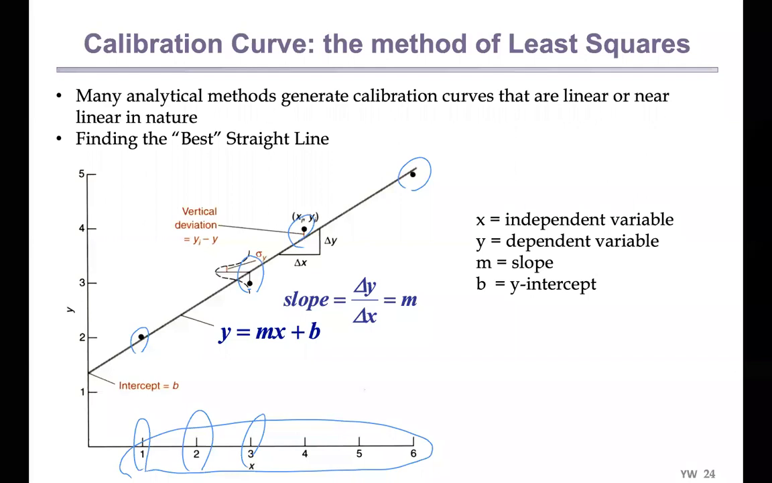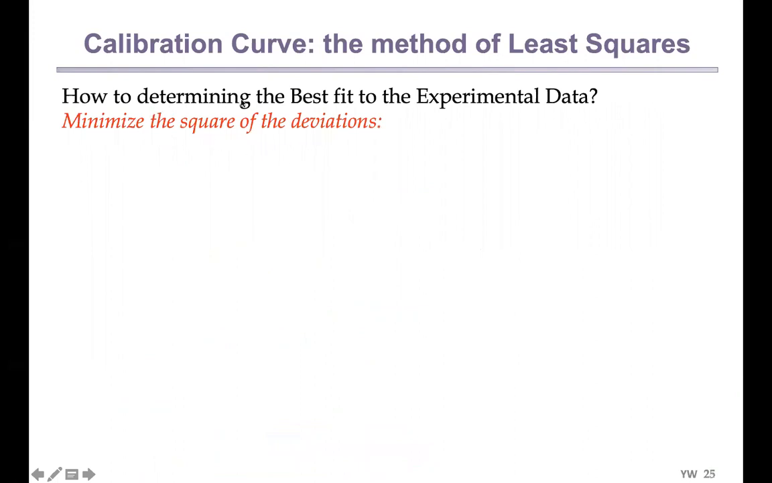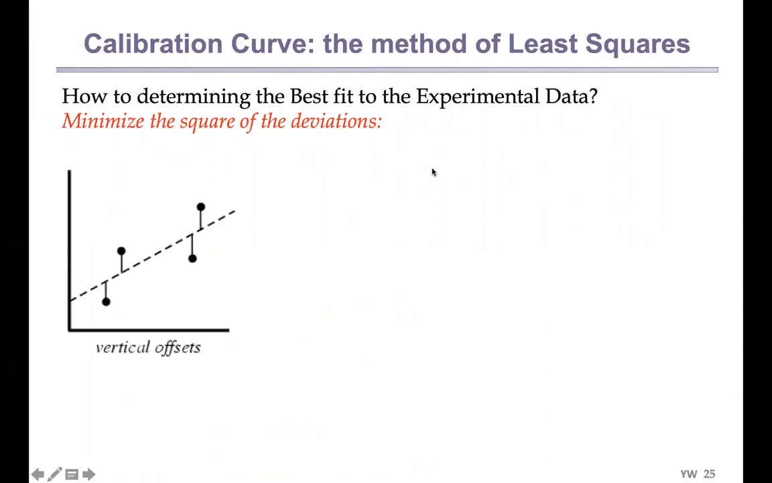But in reality, it's impossible to make sure all the measured values are on the line, right? So the idea comes from finding the best straight line. And what does it mean to be a best straight line? You have to determine the best fit to the experimental data by minimizing the square of the deviations.